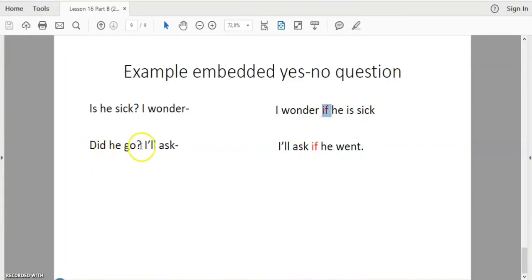And then, did he go? I will ask. "I will ask if he went." Why went here? Because this is simple past form, so we go back to the verb in this sentence.